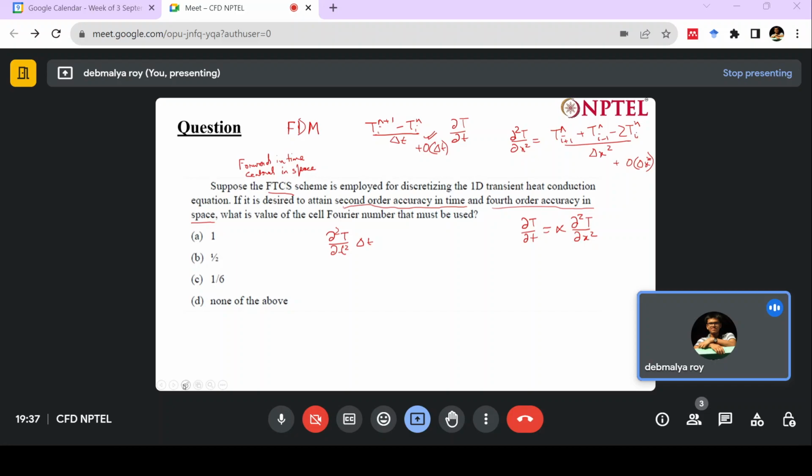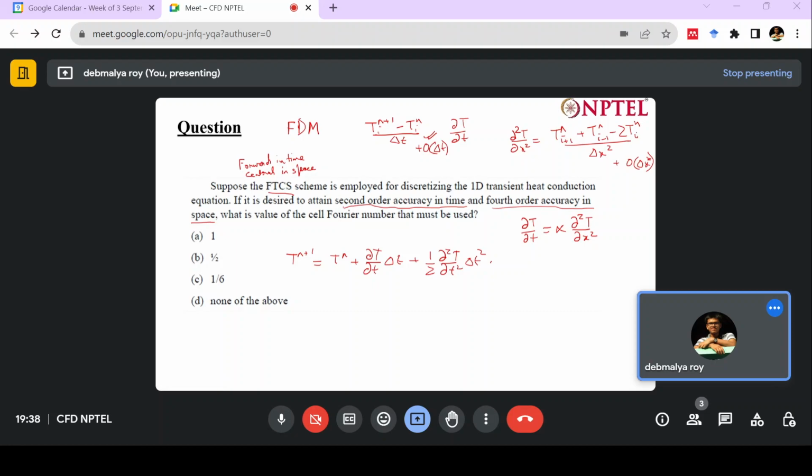So let's for once write down the expression of the Taylor series expansion. That is the best thing that we can do. So let's say P n plus 1 is equal to Pn plus del P by del t delta t. So this is what is used, plus it will be half del square P by del t square delta t square.